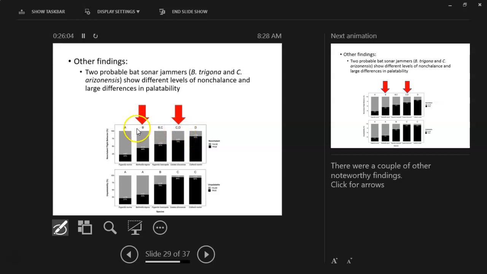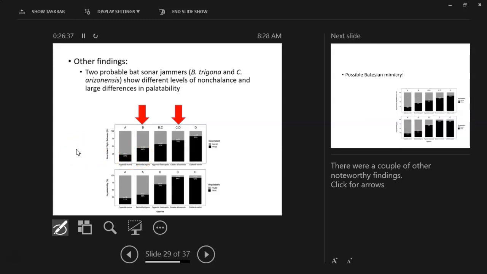Whereas our species over here that is more palatable, we see that it was eaten by the bats roughly 2/3 of the time, represented by the light gray bar here. And forgive the teleology again. This species knows that it is more tasty to bats, and so it is going to exhibit nonchalant flight less of the time, in this case only about 44% of the time.